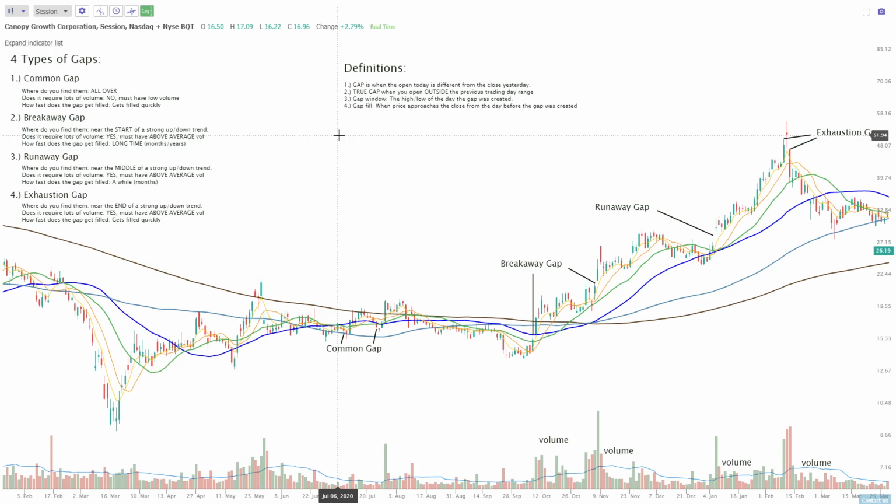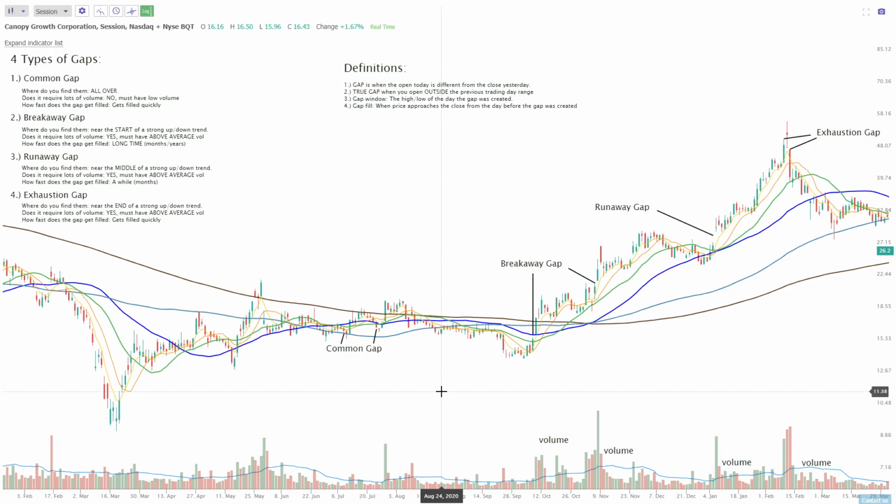So the four types of gaps that you see are common gaps, breakaway gaps, runaway gaps, and exhaustion gaps. In each of these gaps, what I'm going to cover is where you'll find them on the chart, where you'll find them in the context of the trend, how much volume and the volume profile that accompanies the gap, and on average, how fast does the gap get filled? Because you hear the term all the time, every gap gets filled. That is generally true. Some gaps just take a lot longer to get filled.